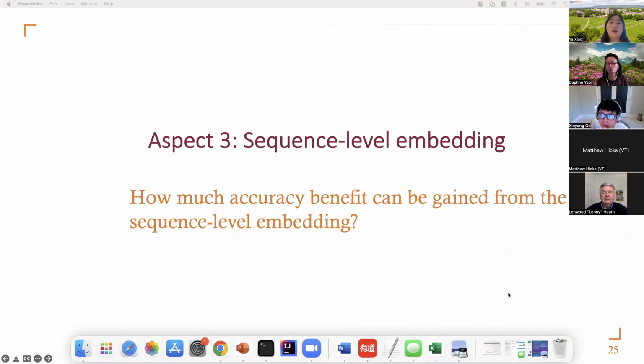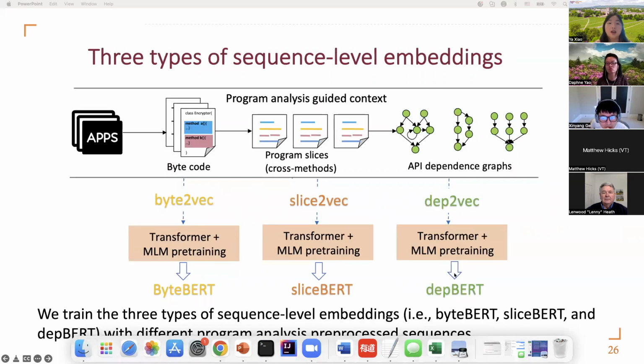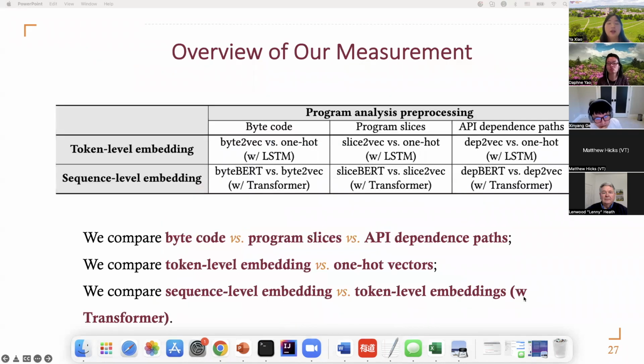Furthermore, we measure how much accuracy we can gain by applying the sequence level embedding. To obtain the sequence level embedding, we perform an extra pre-training after the token level embedding. A transformer neural network is pre-trained with the masked language modeling task, which is designed in the natural language sequence level embedding BERT. The pre-trained transformers are preserved to produce the sequence level embeddings byte BERT, slice BERT, and depth BERT, respectively.